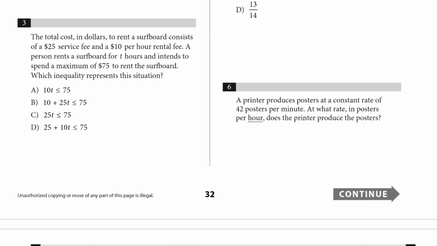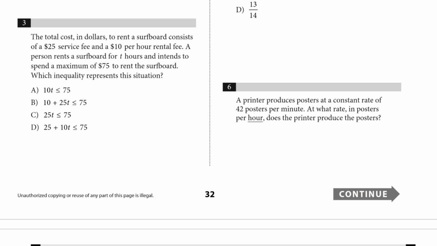Number 3, the total cost in dollars to rent a surfboard consists of a $25 service fee and a $10 per hour rental fee. A person rents a surfboard for T hours and intends to spend a maximum of $75 to rent the surfboard. Which inequality represents this situation?